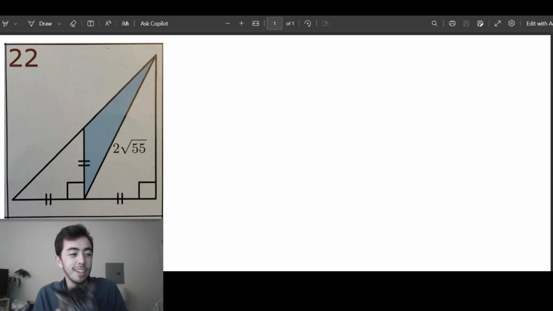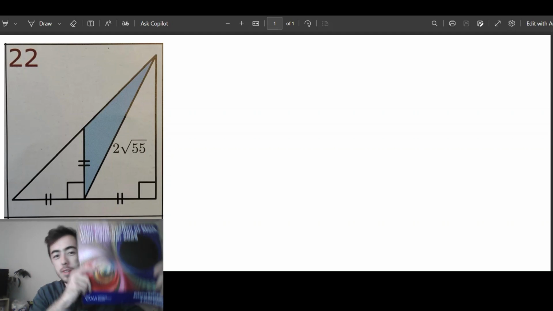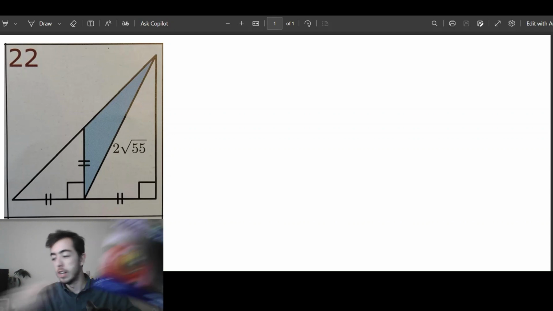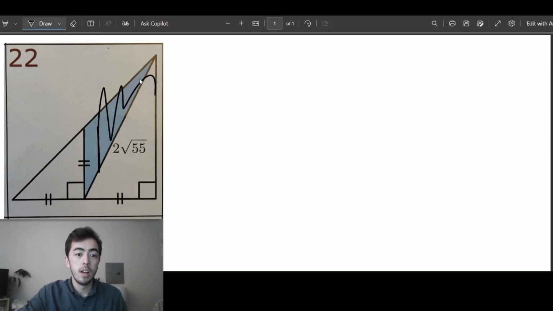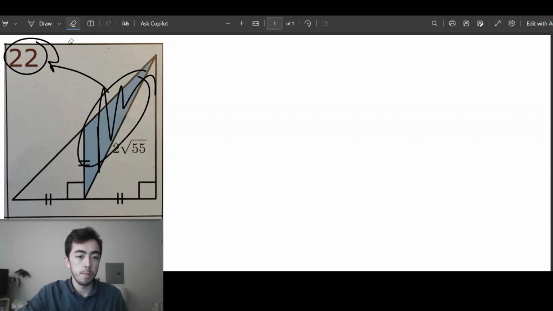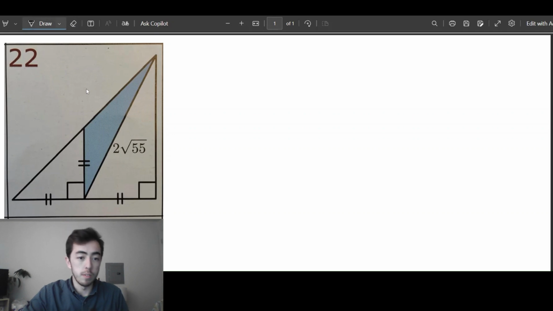Today is May 22nd, and we are solving problem number 142 from the Daily Epsilon calendar. We need to show why the area of this blue triangle is equal to 22 today. And so we're given a little bit of information.